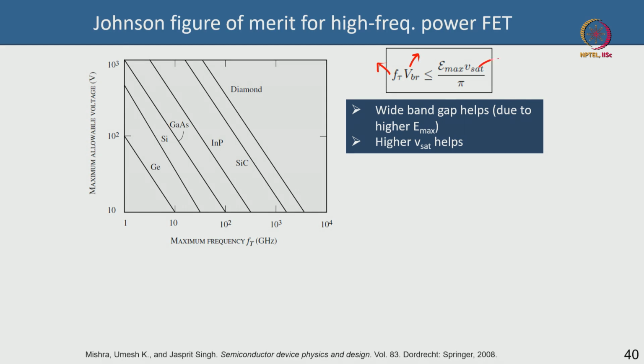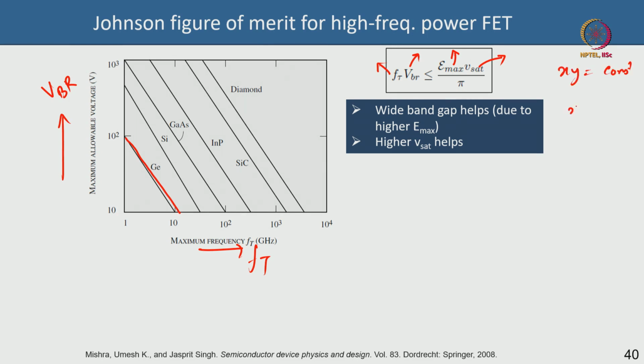One of them is velocity of saturation, which is fixed for a material. One of them is critical breakdown field, which is also fixed for a material. It weakly depends on doping, but we can ignore that. Okay. So the product of the cutoff frequency and the breakdown voltage is constant for a given material, which means if you plot the breakdown voltage on the y axis and the cutoff frequency Ft on the x axis, you are going to get a plot like this, because it is like x into y equal to constant.